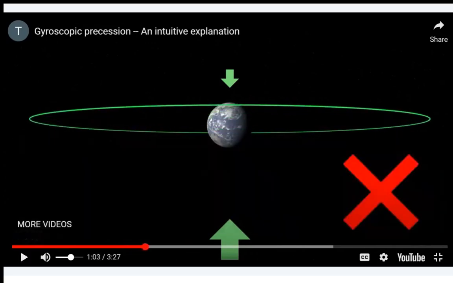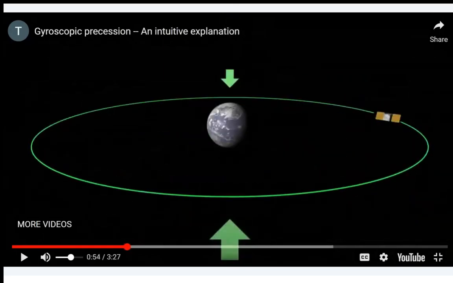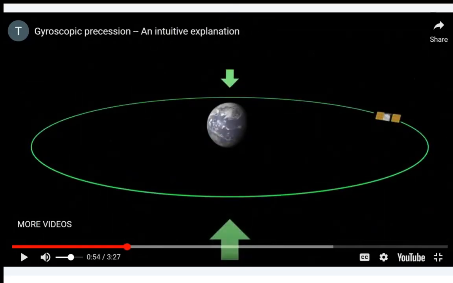So we have a satellite revolving around the planet, and this blue arrow indicates that we are trying to apply force at these two locations. Okay, I'll just go a little back. So when the satellite comes to this particular location on the downward side, we are applying an upward force, and when it goes to the back side of the planet, we are applying a downward force. So what we expect is what they are showing now.